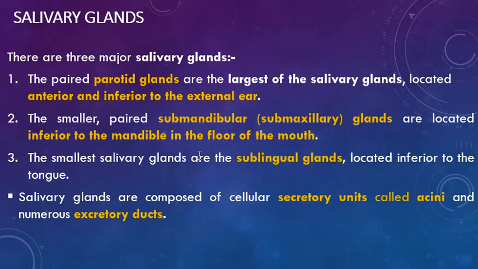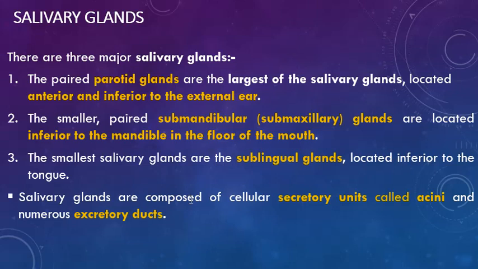Salivary gland. There are three major salivary glands. Parotid glands, located anterior and inferior to the external ear. This type of salivary gland is the largest salivary gland. The second one is the submandibular or submaxillary gland, located inferior to the mandible and the floor of the mouth. The last one is the sublingual gland, located inferior to the tongue.